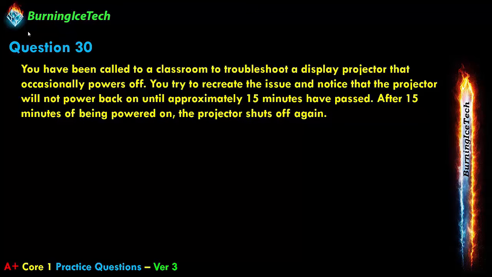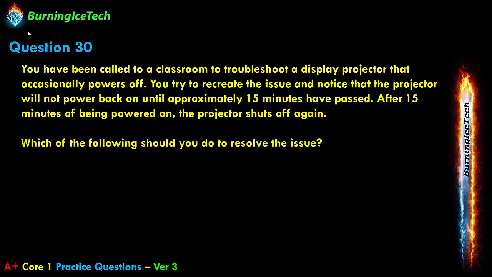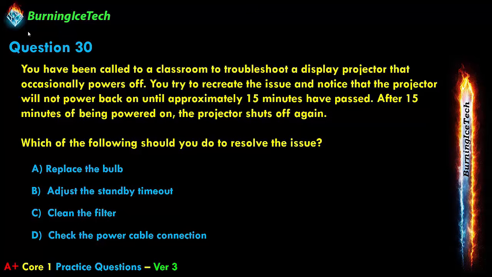So it does work, but then every so often it'll turn off, and then it has to be off for about 15 minutes before it'll allow you to turn it back on again. And after running for about more or less 15 minutes, it just turns itself back off again. What could that be? Which of the following should you do to resolve this issue? Should you replace the bulb? No, guys. If the bulb is about to fail, like I said in an earlier question, it normally displays a message, a very annoying message that says you need to replace the bulb.